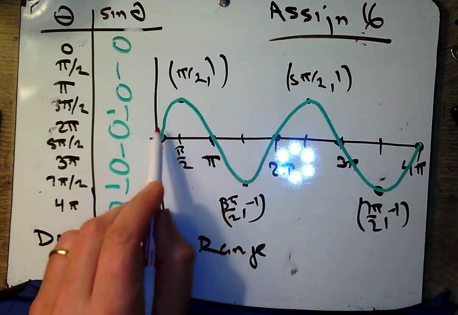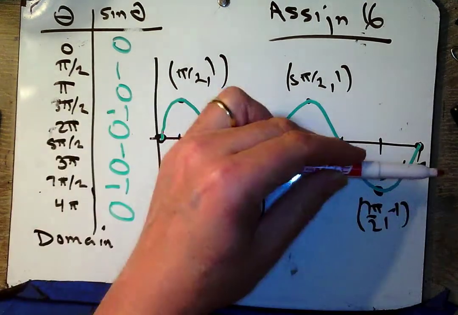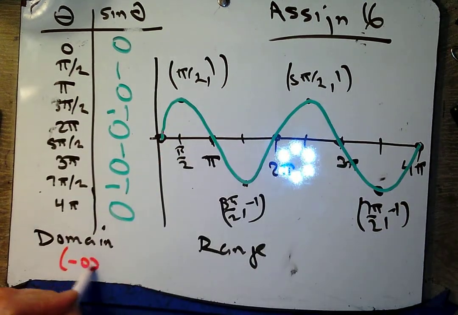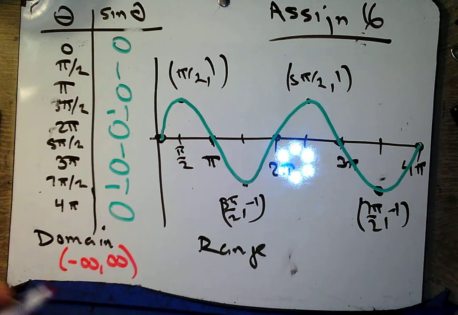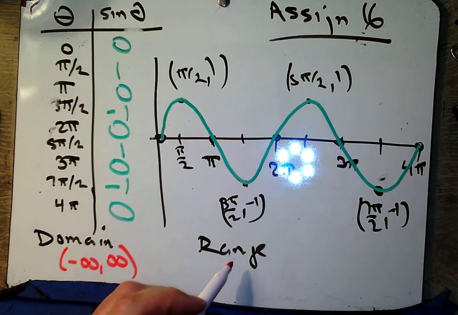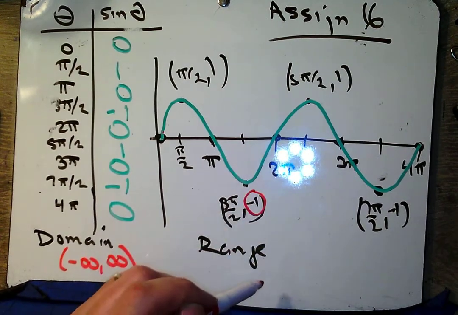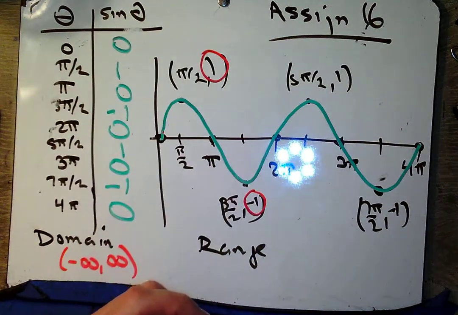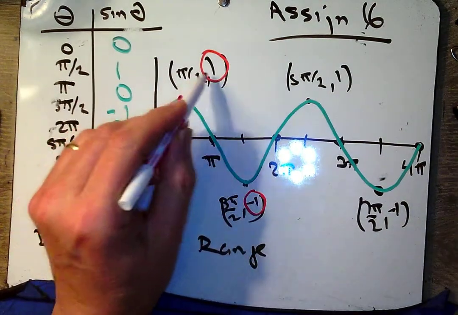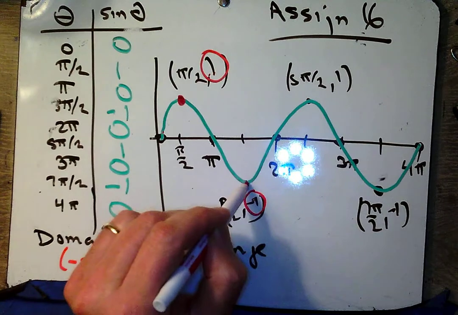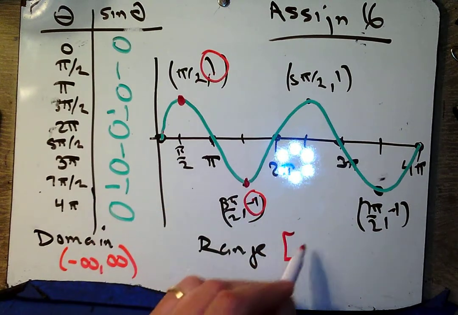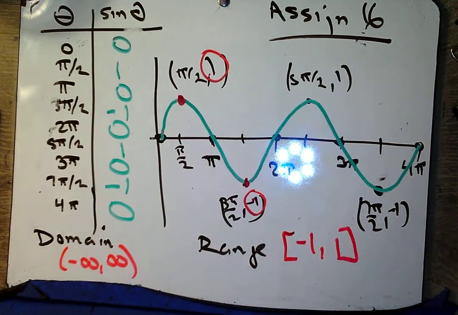That's right, since this goes forever in that direction and in that direction, we say that the domain is all real numbers, and I would prefer you to write that as negative infinity to infinity, especially if you're headed to calculus. The range, these are all the possible y values. Well, it looks like my lowest y value is negative 1, and my highest y value is 1, and the function actually attains those values, so we're going to use bracket negative 1 to 1.